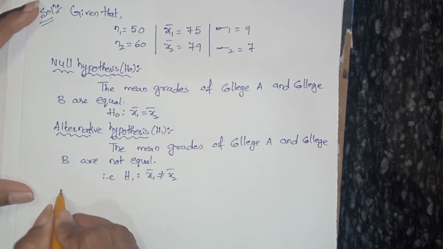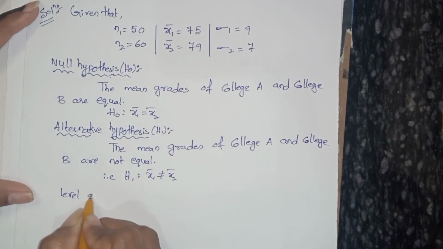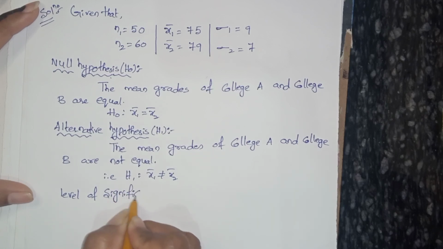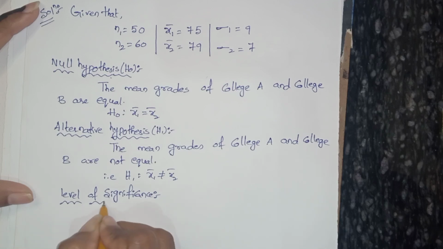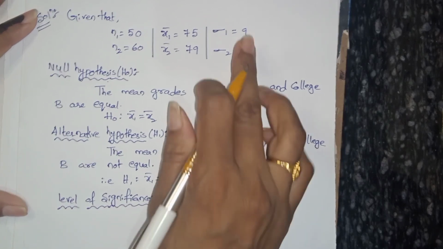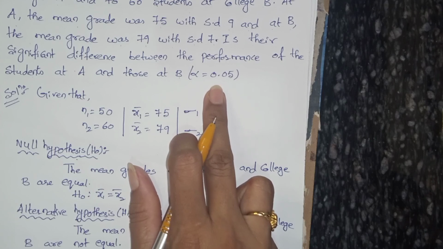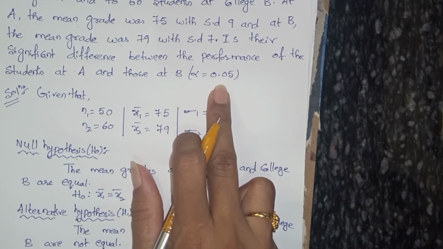Yeah, next is level of significance. They gave it already in the question, the level of significance we have to take at 0.05. So 0.05 is also called 5%.